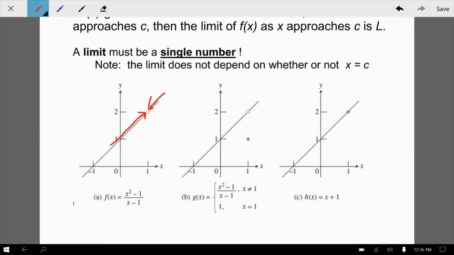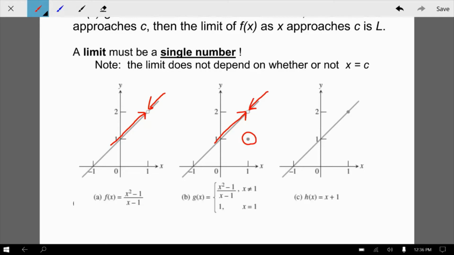Same thing on this second graph. The second graph looks a little bit different because we've got this point here that's sort of removed from where the rest of that line is. However, from a limit perspective, everything's still the same. I don't really care what's happening at that point. What I care about is from the right and from the left, I'm approaching the same value of 2.